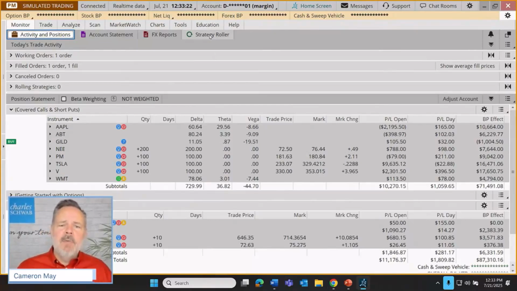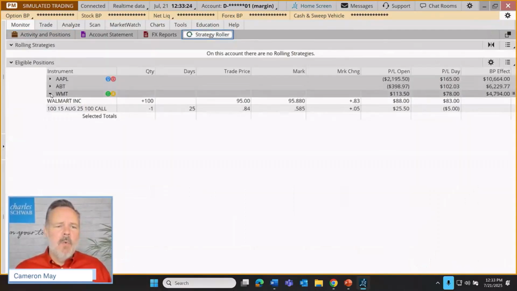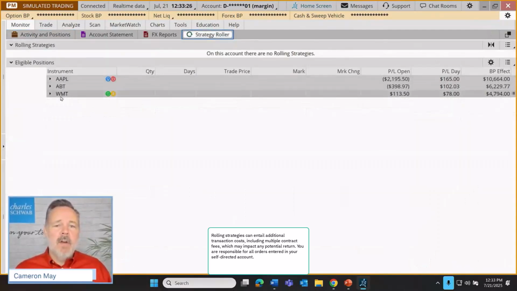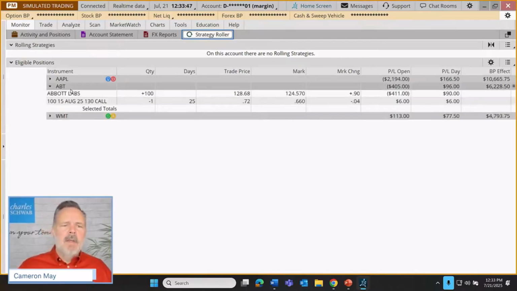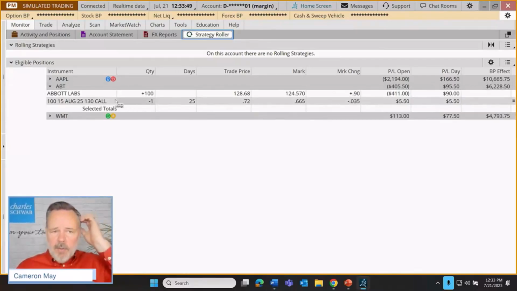As we go to the strategy roller, it will even tell us which of our positions are eligible for use in this tool. And you'll notice right up here, it says there are no existing rolling strategies, but these are our eligible positions to add these rolling strategies. So Apple, I'm going to leave alone, but I want to use Abbott and Walmart as an example. How about we just go to Abbott? We just created this covered call, sold that 130 call.